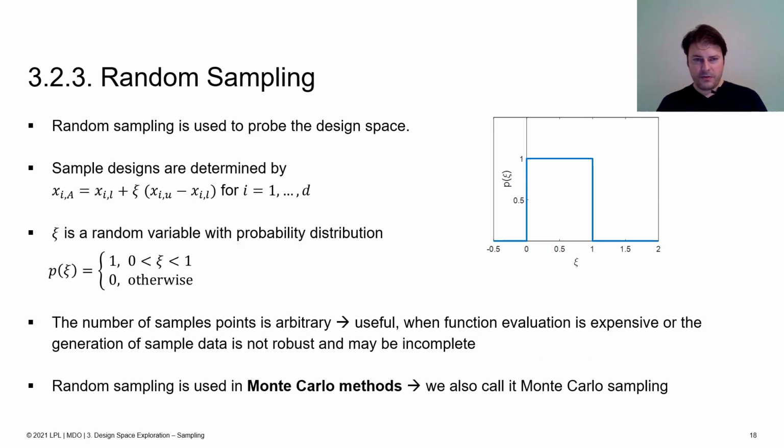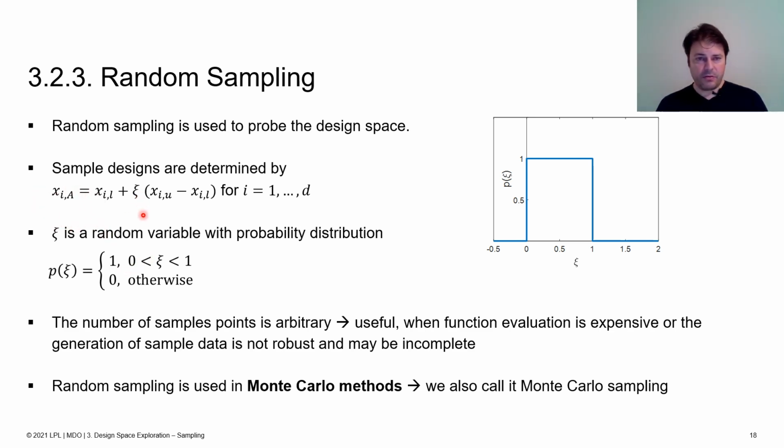Random sampling, similarly to full factorial design, is used to probe the design space, and it's very different. Full factorial design is the extreme case of a structured design. So you really systematically try to cover the design space in a complete sense, in a systematic sense. Random sampling works differently in that it creates its sample points randomly, obviously.